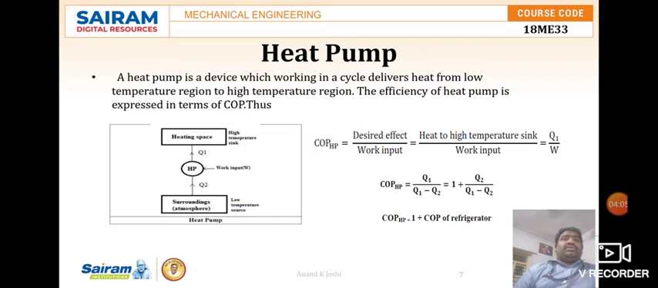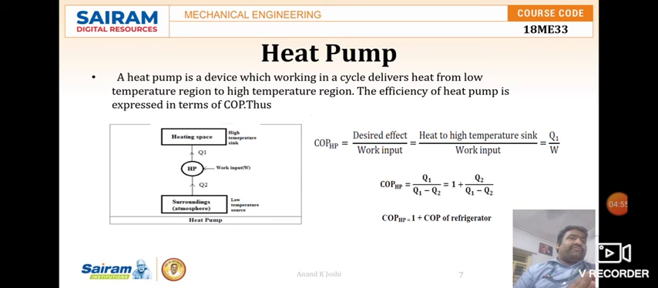Okay, so similarly, from the surrounding temperature the heat is pumped with the help of the heat pump, and then it is delivered to the heating space. We can express the heat pump in terms of desired effect to work input. What is the desired effect here? Heat to the high temperature sink, and the work input. So COP is Q1 divided by W, where W is Q1 minus Q2. Also we can write it as 1 plus Q2 divided by Q1 minus Q2. So you should remember that: the COP of the heat pump is 1 plus the COP of the refrigerator.